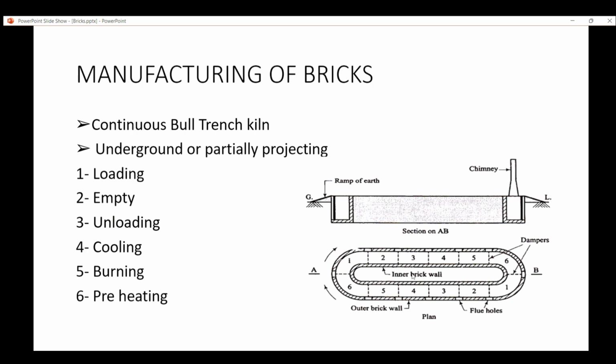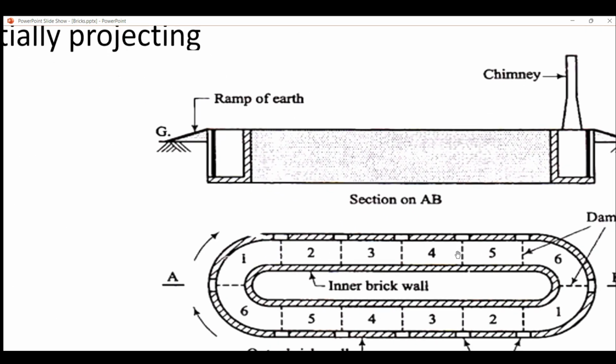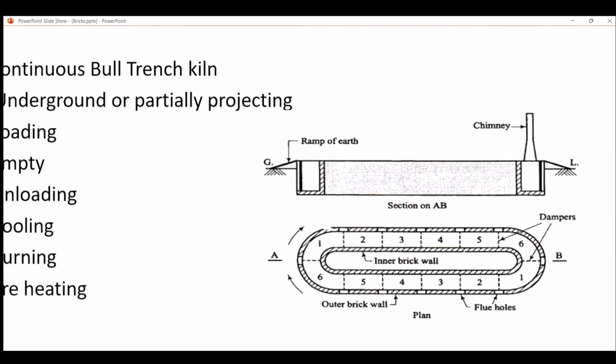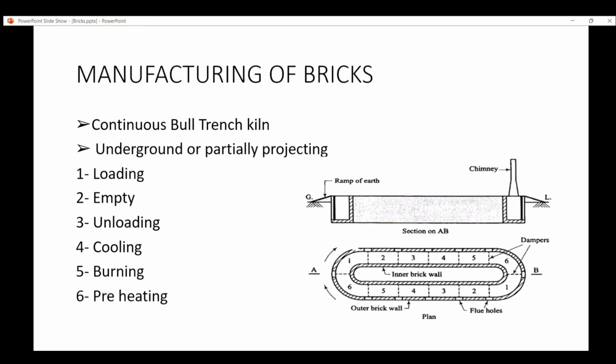This is a picture of a continuous bull range kiln, and how it works. It's a cycling or chain process. In the first chamber, the bricks are loaded, second is empty, third is unloading, fourth is cooling, fifth is burning, and sixth is preheating. There are some basic steps that the continuous bull range kiln follows for burning a brick.